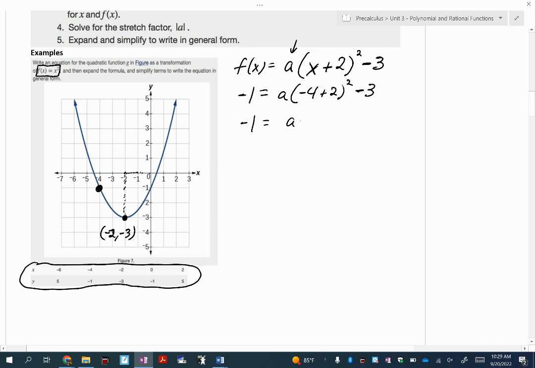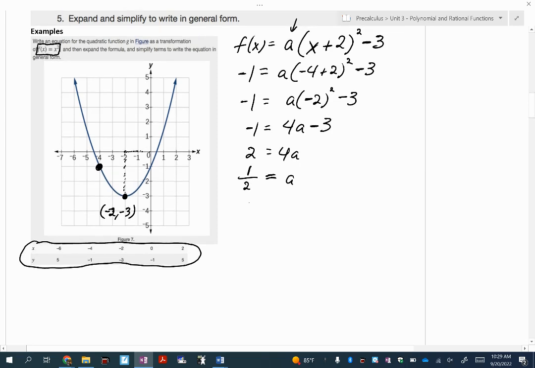So I get A times -2 squared minus 3. So that's going to be 4A minus 3. Moving the minus 3 over with addition, I get 4A equals 2. Dividing both sides by 4, I get A equals 1/2, right? 2/4 reduces to 1/2, okay?